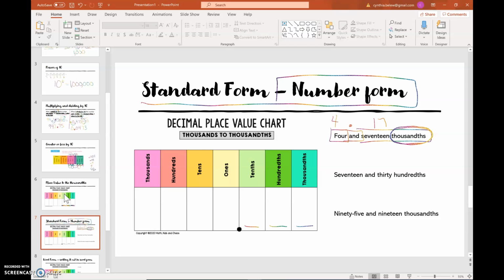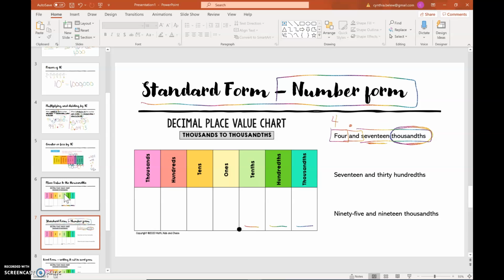Now, let me tell you what they struggled with on the test. This says 17, but 18 out of 26 students wrote this. There's a big difference between 17 and 70. They need to slow down. They need to read what they're doing.